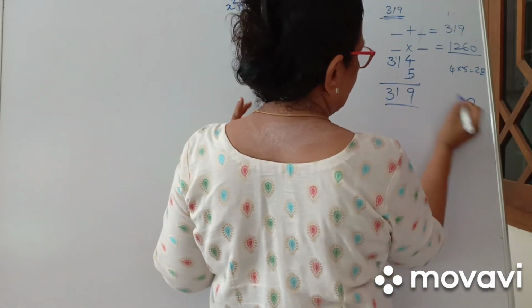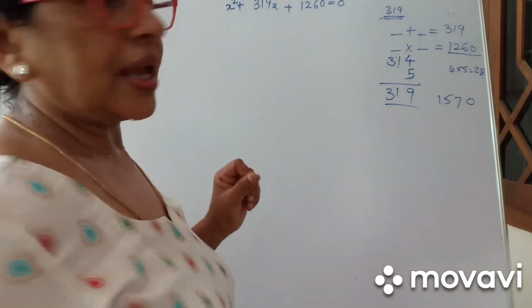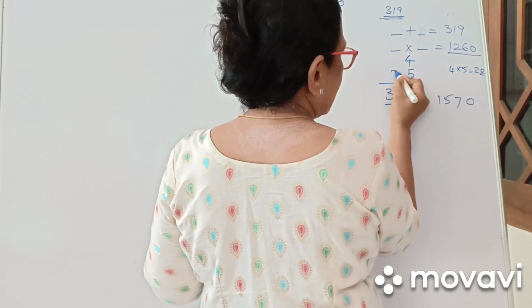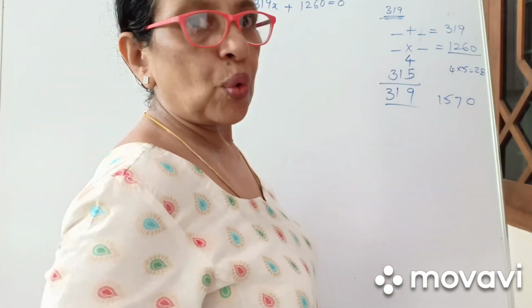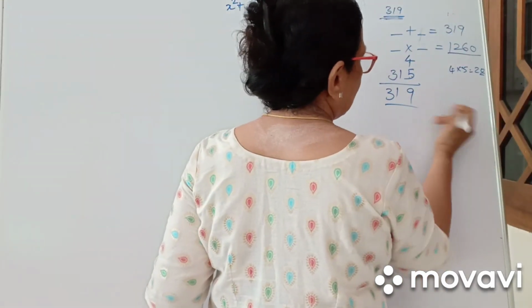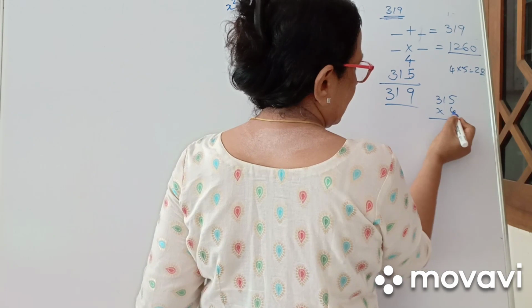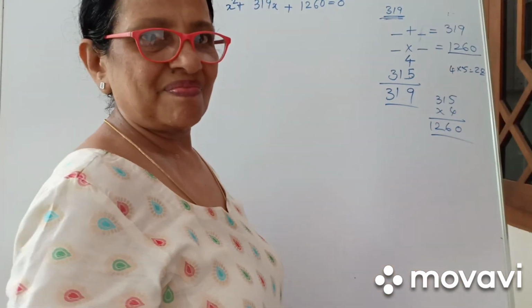See, 5 4s are 20, 5 5s are... It's coming this way. Okay, so what I'm going to do is I will put 31 here. So the numbers are 315 and 4. Let's do that. 315 multiplied by 4. 5 4s are 20, 4 1s are 4, 4 3s are 12, so 1260.